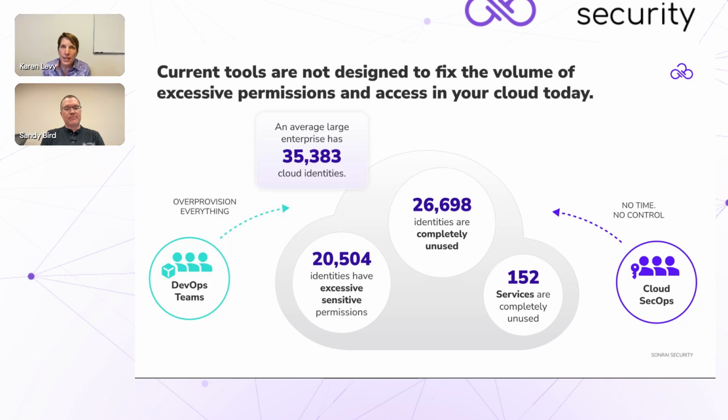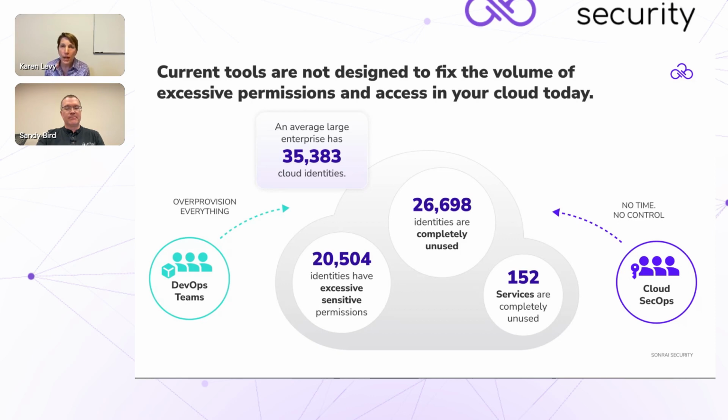Completely unused identities, also a huge number of unused identities. We've seen clouds with up to 75% of unused identities. This is a huge problem adding to the permissions attack surface. And we also look at things like unused services and unused regions. So we have this massive permissions attack surface, a ton of unused identities, sensitive permissions, services, regions. They're adding no value to your organization, just introducing risk to your cloud.